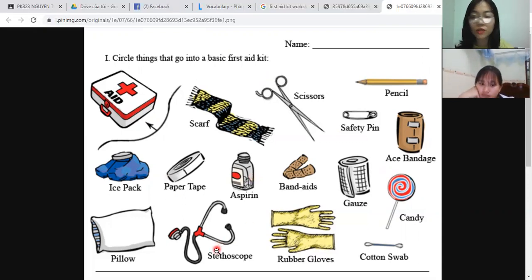This one, I think only the doctor can use it, right? The stethoscope. Do you know how to use it? Just put it in your ears and listen to somewhere in the body. But this one is actually a toy too. When I was a little girl, I had the same thing, but it was a toy.